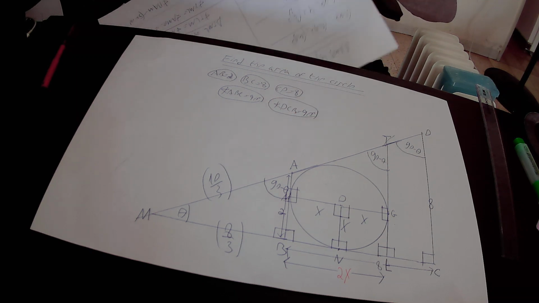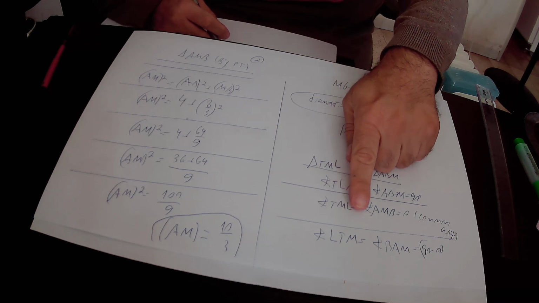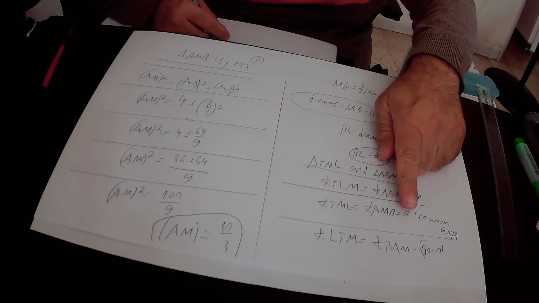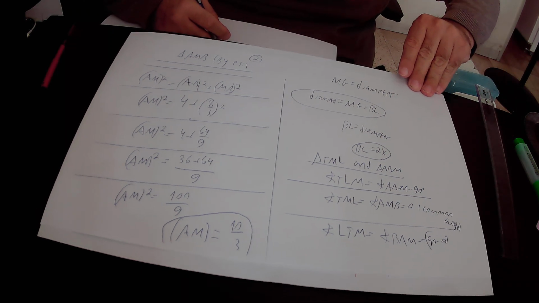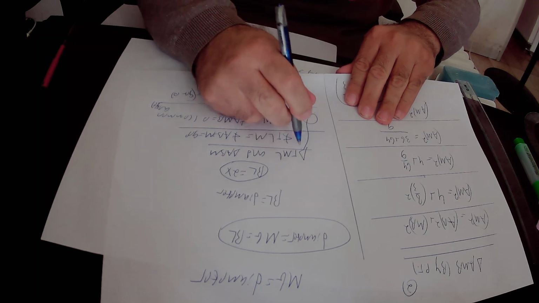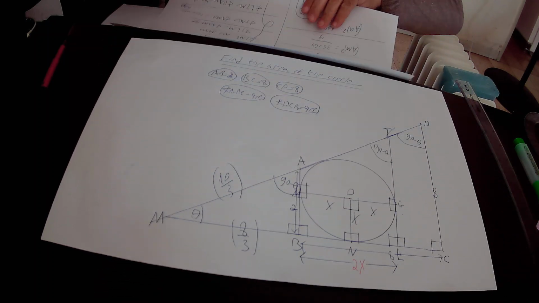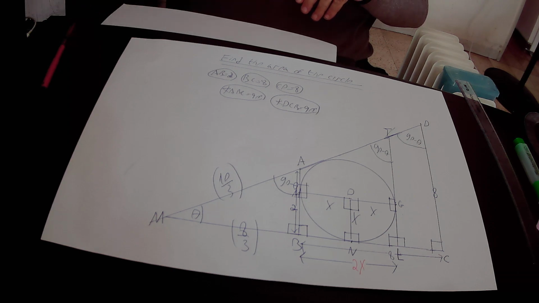Repeat again. Angle LTM in the big triangle equals angle BAM in the small triangle. They are both equal to 90 degrees minus theta, therefore they are equal to each other. So we actually proved that all three angles in the big triangle are correspondingly equal to all three angles in the small triangle.